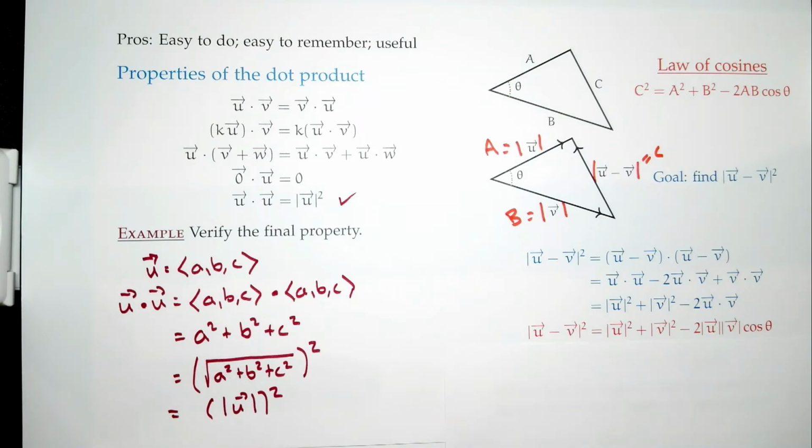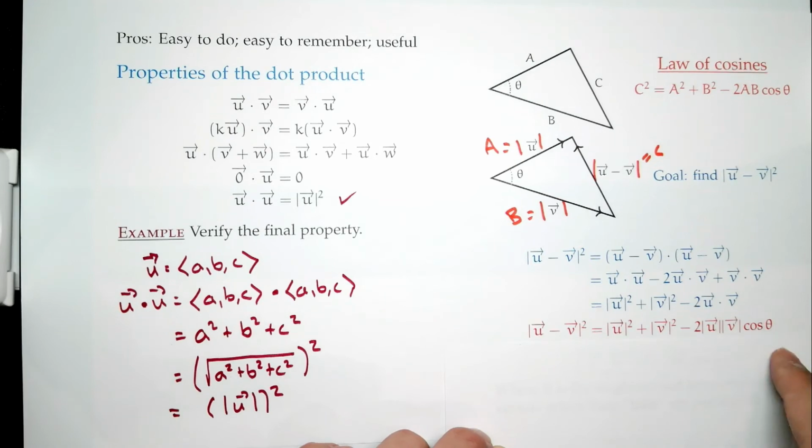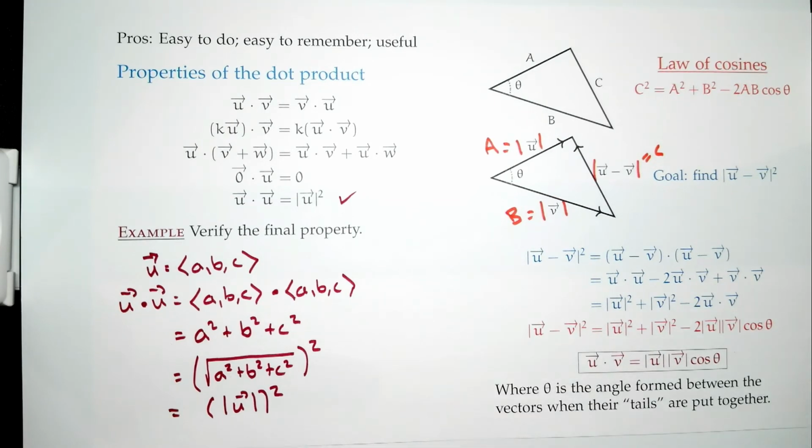And now the magic. Compare. Those match, and we already said they had to be equal, so what else has to match? Well, it's not that cosine has to be 1, but it's that u dot v has to be u times v cosine theta. There we go. u dot v is the magnitude of u, the magnitude of v, cosine of theta. What is theta? Theta is that angle when your tails are together.